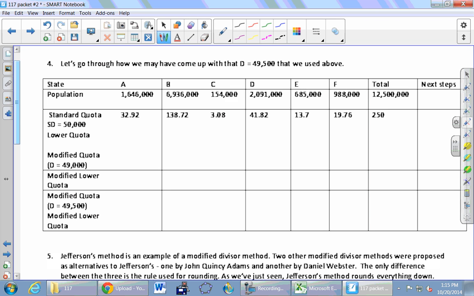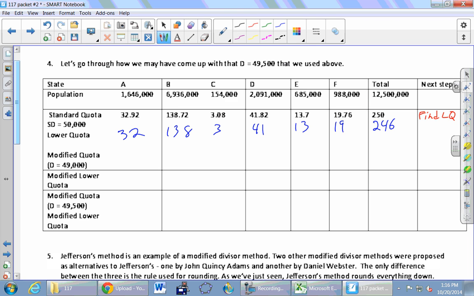Okay, so the populations are there, standard quotas are still there. The next step is to go to our lower quotas. So I'm just going to put over here, next step, is to find the lower quotas, which we've done before, but we'll do again. Lower quota here, 32, so we're just writing in lower quotas. And then we find the total. What was the total? 246.